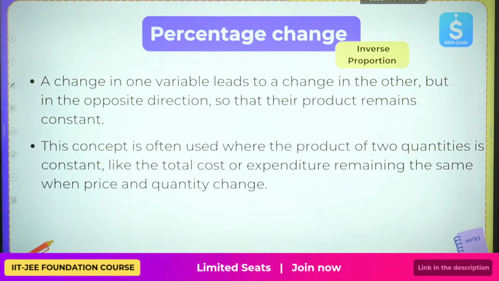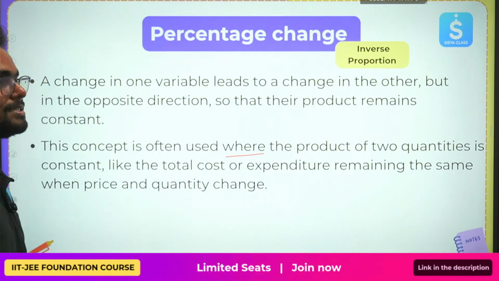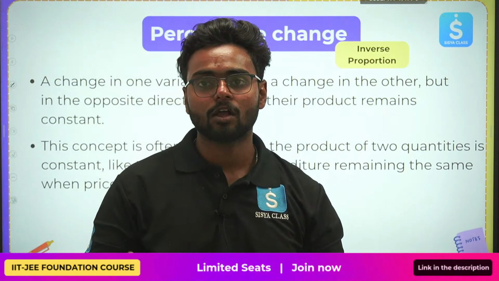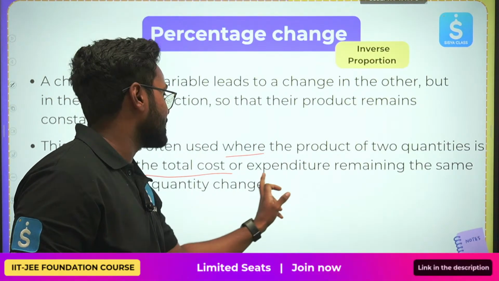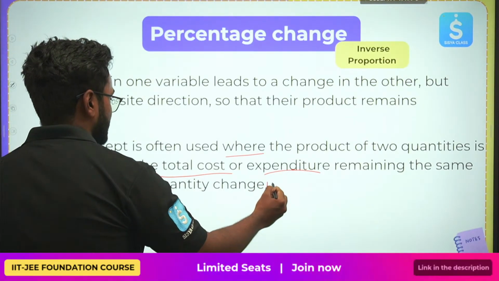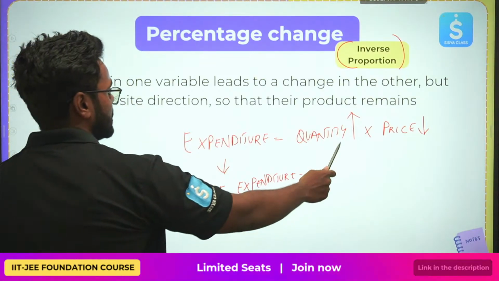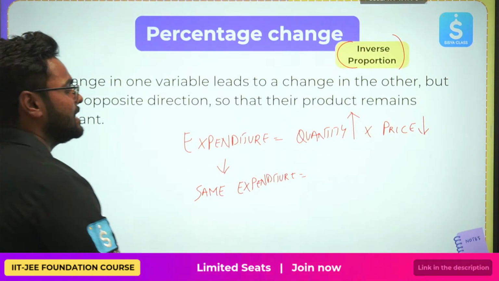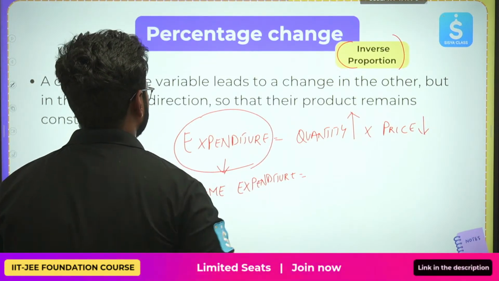Let us check. This concept is often used where the product of two quantities is constant, like expenditure and so on. Like the total cost or expenditure remaining the same when price and quantity change. This is what we have learnt, right? We have expenditure, quantity into price. If one is getting decreased, the other is getting increased, and we want the same expenditure.